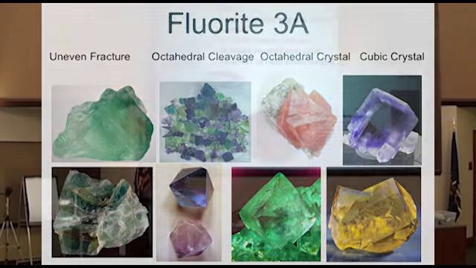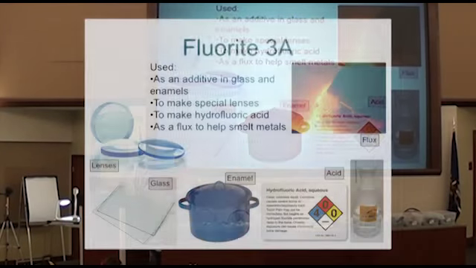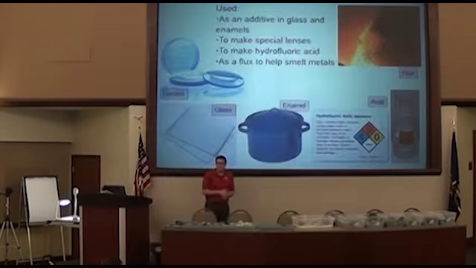So what do we do with fluorite? We put it in glass, we put it in enamel, we make special lenses out of it. Hydrofluoric acid, right? There's fluorine in fluorite, so we make that. Used as a flux to smelt materials. Fluoride for toothpaste can be extracted from fluorite.